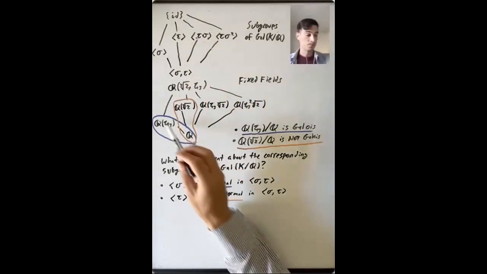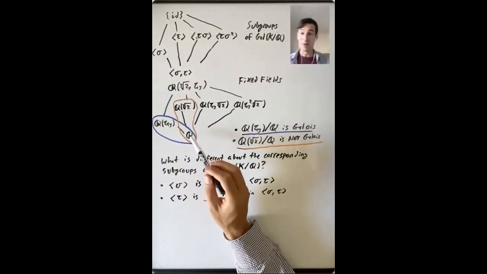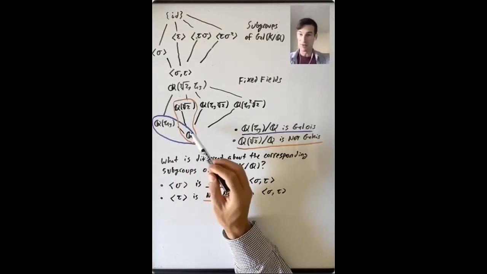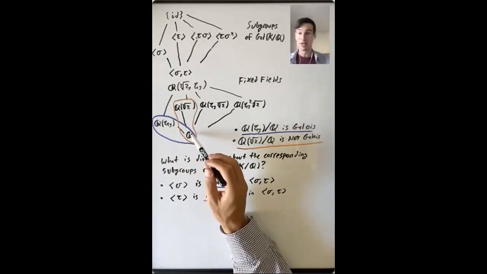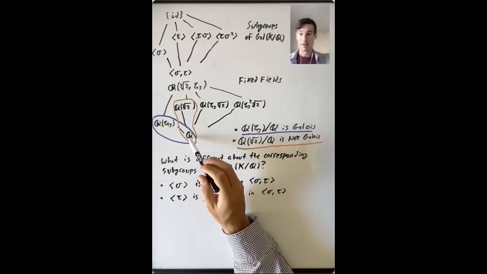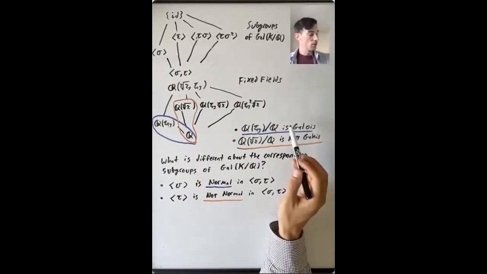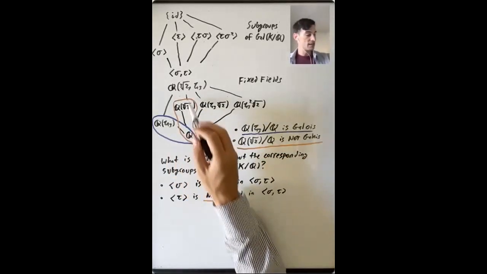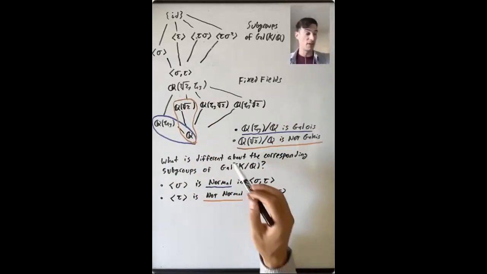For example, this extension, Q adjoins zeta 3 over Q, is a Galois extension. It's a quadratic extension of a field of characteristic 0. But this extension, Q adjoin cube root of 2 over Q, is not Galois because there are not enough roots of the polynomial x cubed minus 2 in this field. So this extension is Galois. This extension is not. What is different about the corresponding subgroups of the Galois group?